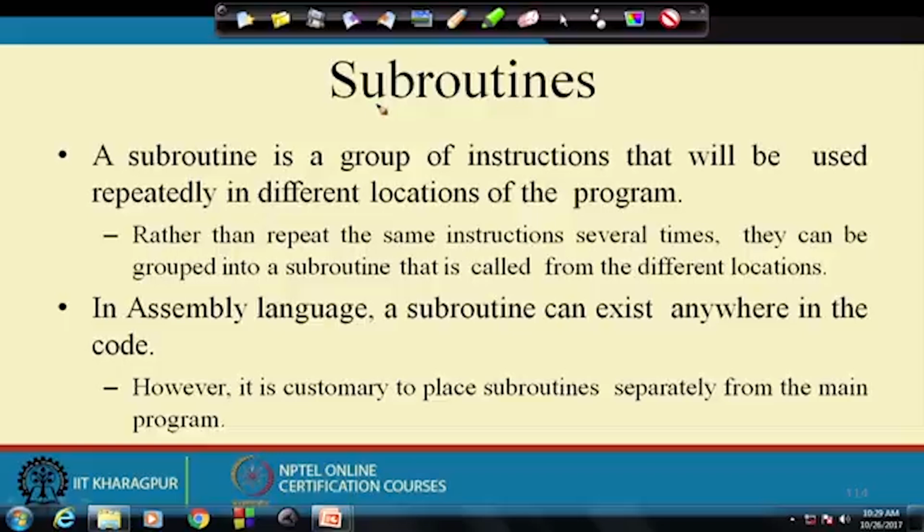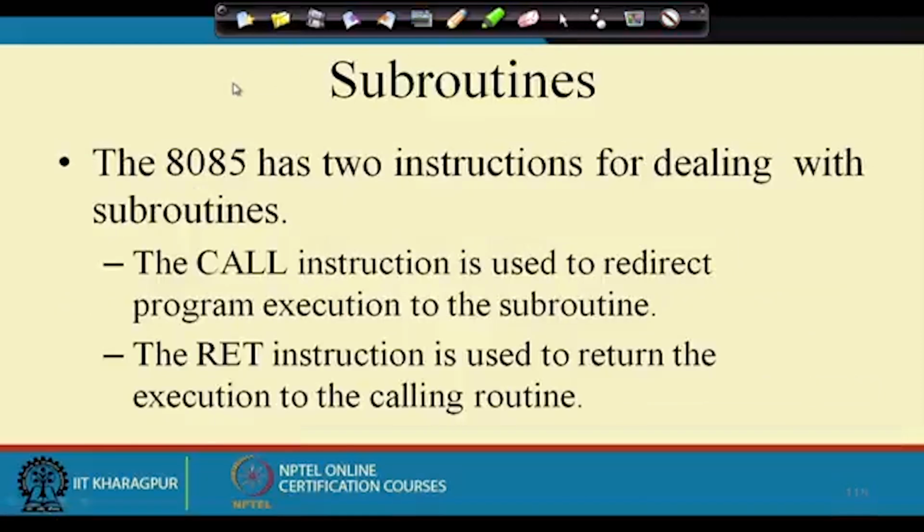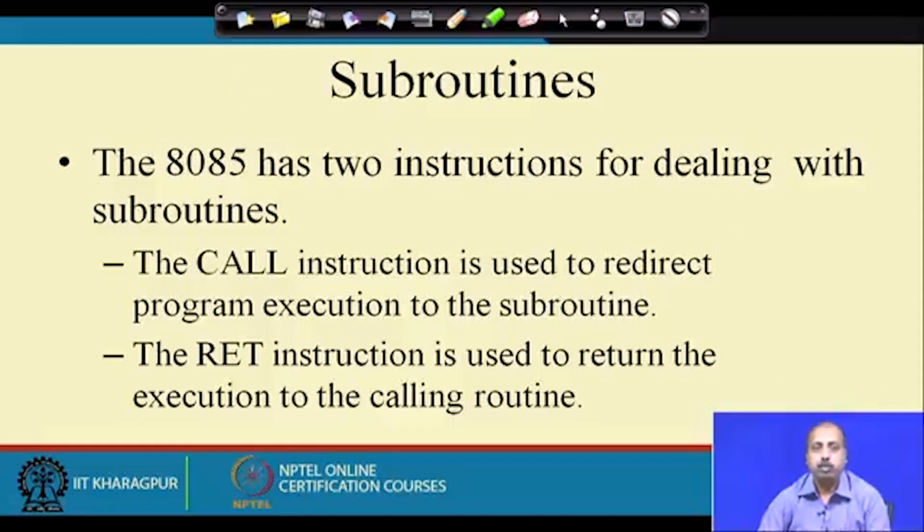Next we will see some subroutines in 8085. There are two instructions that deal with subroutines in 8085. One is the CALL instruction, which is used for calling a particular subroutine. It redirects the program execution to that subroutine, and the way it takes place is that the program counter will be loaded with the address of this subroutine, and that way the next instruction to be executed will be from that particular address. So, this way execution happens in case of call.